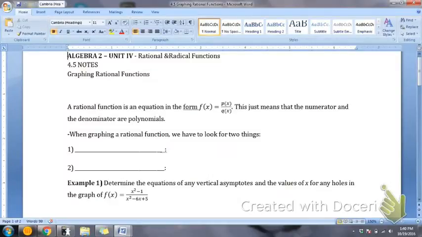So on 4.5, you need to make sure that you have your graphing calculator. So we have added, we have subtracted, we've multiplied, and we have divided rational expressions. So now the only thing left to do is to graph them.